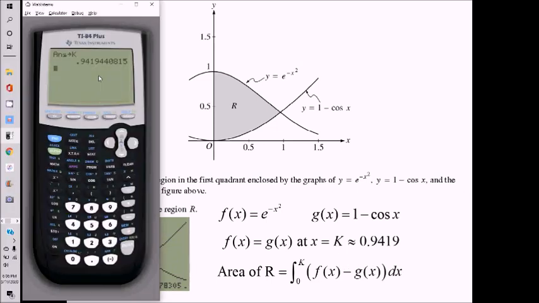So back on my calculator, I'm going to do math 9, so integral from 0 to k, so alpha k, there we are. And then I need to do f of x minus g of x. So that's going to be alpha trace y1, because that's where I stored f of x, minus alpha trace y2. That'll give me g of x. Put an x next to the d there, press enter, and our area is about 0.591 if I round that off.